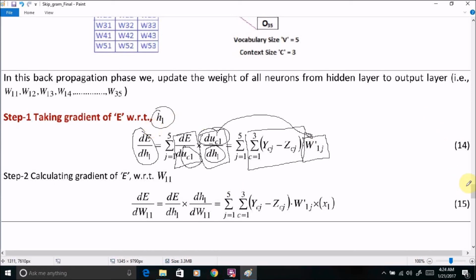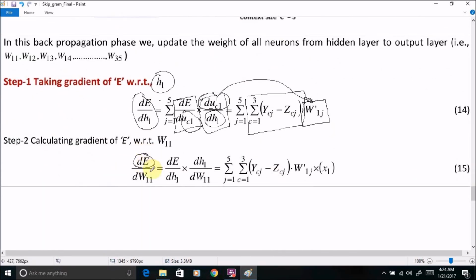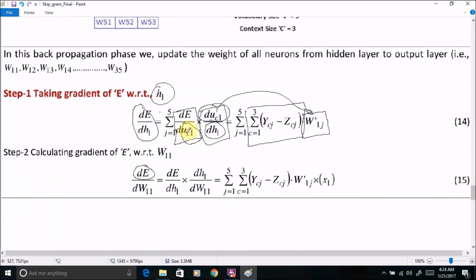Now the next step is to update the weight of W11. We have to calculate another gradient, the gradient of E with respect to W11, which is again a chain from H1 to W11. So this is the back chain from H1 to W11, and we can expand it through the chain rule: derivation of E with respect to H1 into derivation of H1 with respect to W11. We already calculated this part here, so we will use this part.